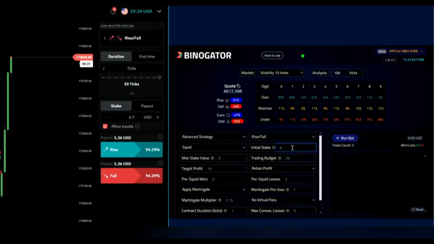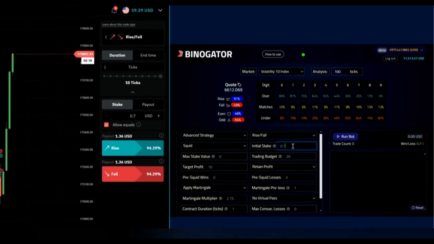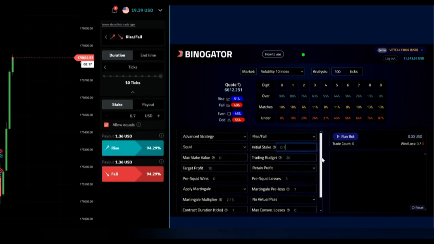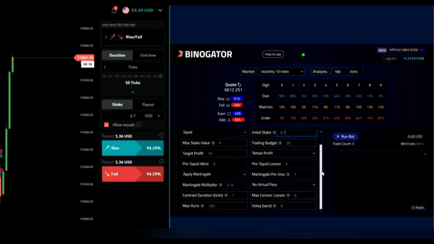You select rise and fall. You can try any other settings by yourself, but I'll use rise and fall. Then my initial stake is usually 0.35. Now trading budget refers to how much you are willing to risk. It means you could have $100 and set your trading budget to be 10, and the bot will not use more than 10. Even if it loses, you will not lose more than 10. It means how much you are willing to risk.